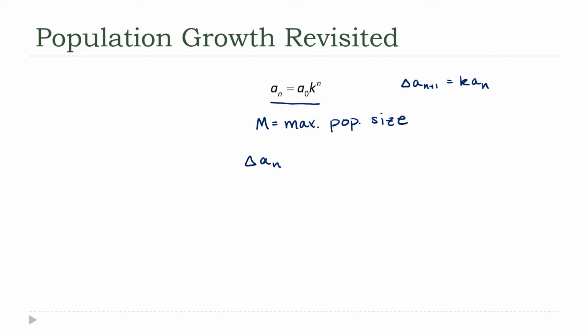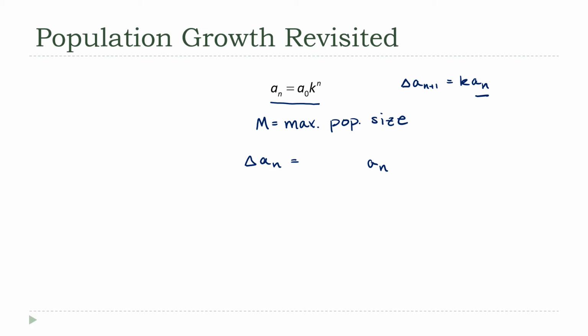Now, what I need is a model that does two things. I'm going to look at the rate of change, how much it increases over this interval, and this needs to depend on two things. First, I want to have an a sub n term here, just like we did before, because that hasn't changed. As the size of the population increases, there are more people reproducing, so the population is going to grow. But I also need something that's going to slow it down.